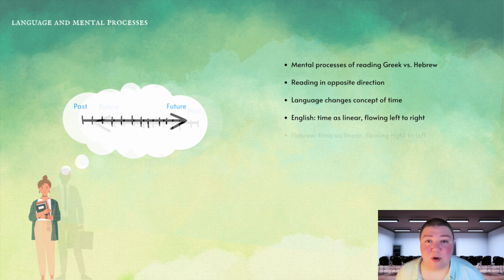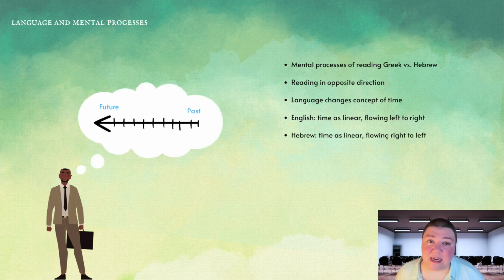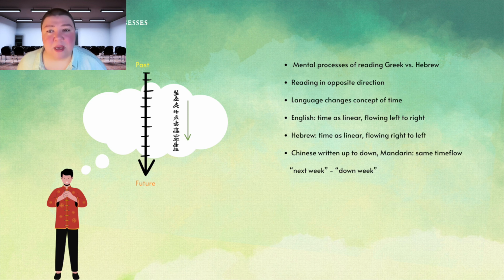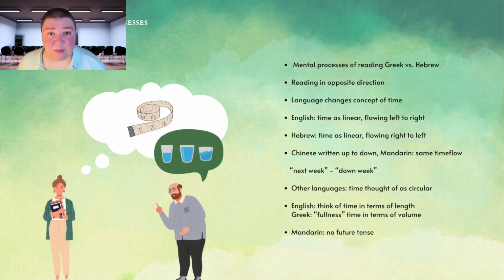Ask a Hebrew-speaking person the same question, and they are more likely to draw the timeline from right to left, because that's how their writing system works. And since Chinese is traditionally written from top to bottom, Mandarin speakers are more likely to think about time as being vertical and flowing downwards. They'll use the word down when talking about future events. So next week would actually be down week. Speakers of yet other languages don't even see time as being in a line, but flowing in a circle.